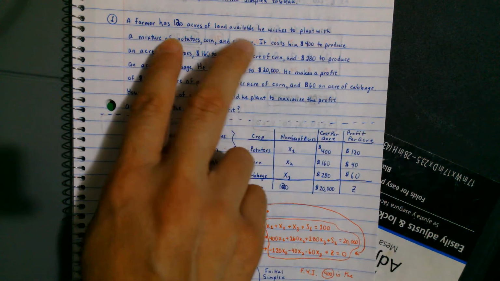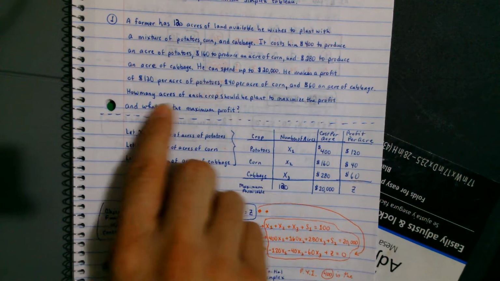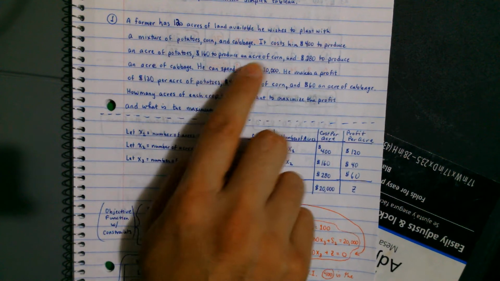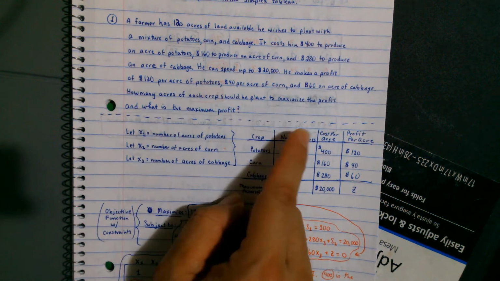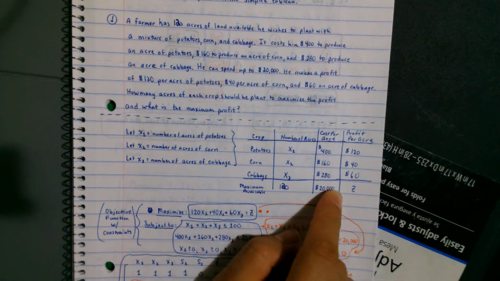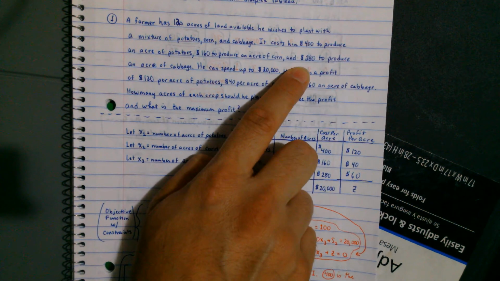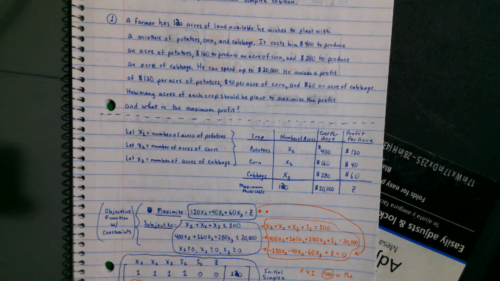Now you're given a couple of things. You're looking to maximize the profit. He makes a profit of 120 per acre. So there's a profit per acre leading to the total profit. There's a cost per acre. So those are the factors that it's giving you. That kind of tells you what you're dealing with here.